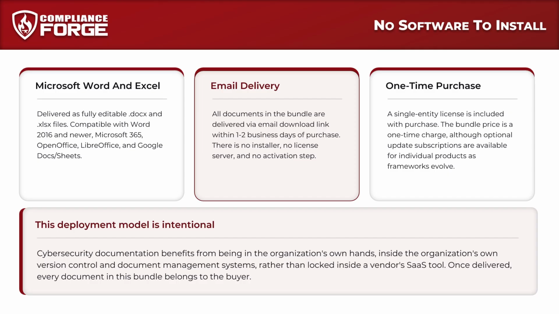All documents in the bundle are delivered via email download link within 1 to 2 business days of purchase. There is no installer, no license server, and no activation step. And it is a one-time purchase. A single entity license is included, and the bundle price is a one-time charge, although optional update subscriptions are available for individual products as frameworks evolve.